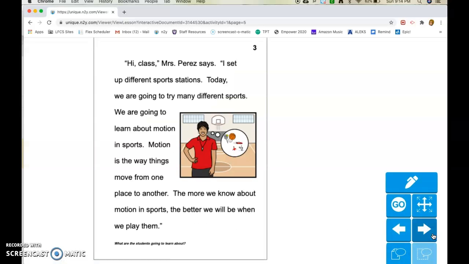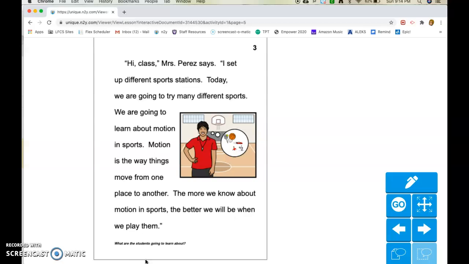Hi class, Mrs. Perez says. I set up different sports stations. Today we are going to try many different sports. We are going to learn about motion in sports. Motion is the way things move from one place to another. The more we know about motion in sports, the better we will be when we play them.